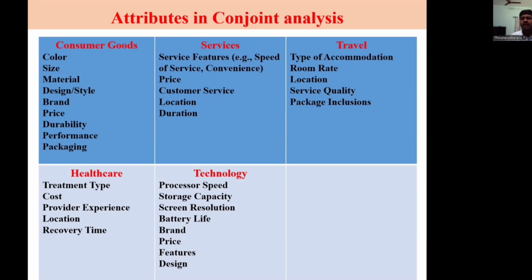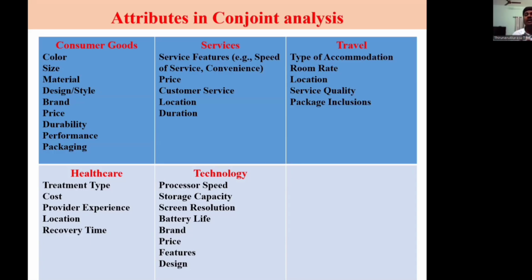These I have taken from the previous review of literature. In conjoint analysis studies of consumer goods, they set attributes of color, size, material, design, style, brand, price, durability, performance, and packaging. And if you go to service units, service features are about speed of service, convenience to the consumers, pricing or service charge, customer service aspects, location, duration. These are the attributes in the service sector.